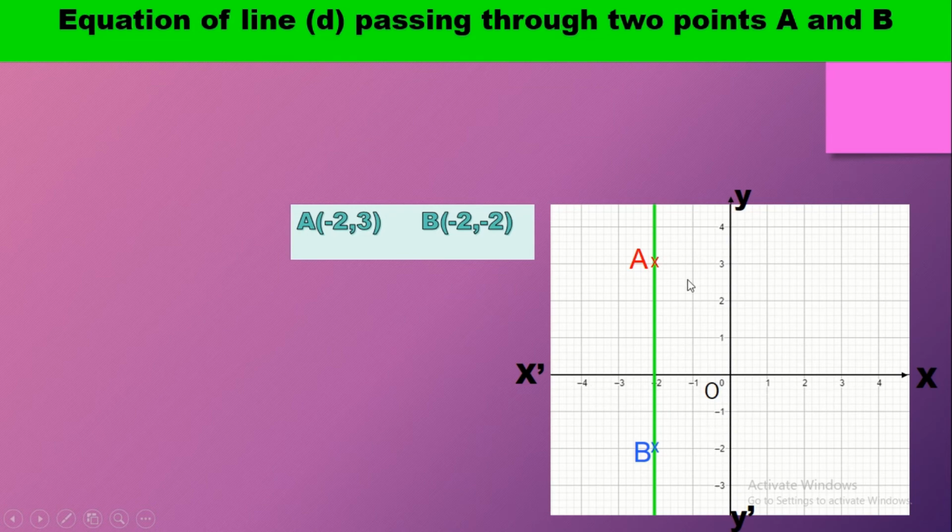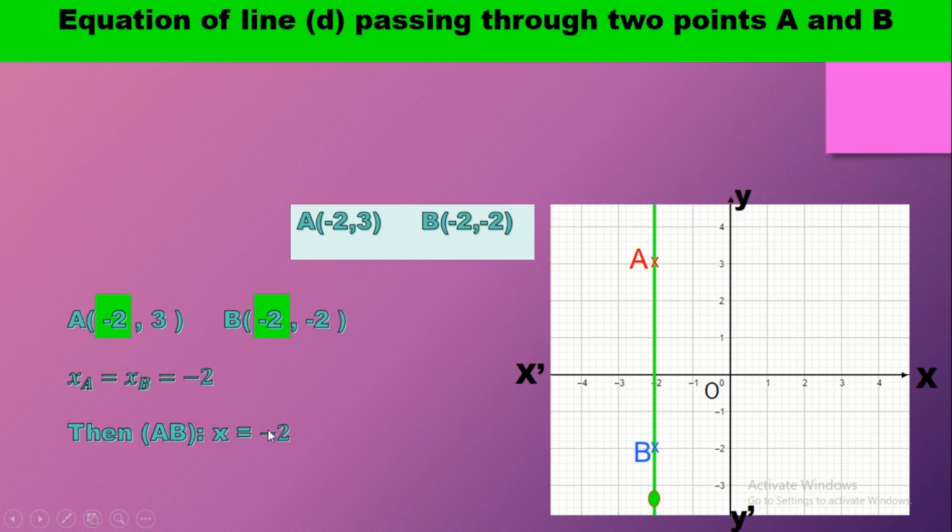Something else, if we choose any point on this line, however this point is located, shouldn't it have x equal minus 2? The abscissa is minus 2. Here we have a fixed value, so we can say that the equation of the straight line AB, since XA equals XB, is x equal minus 2 directly. X is constant here.